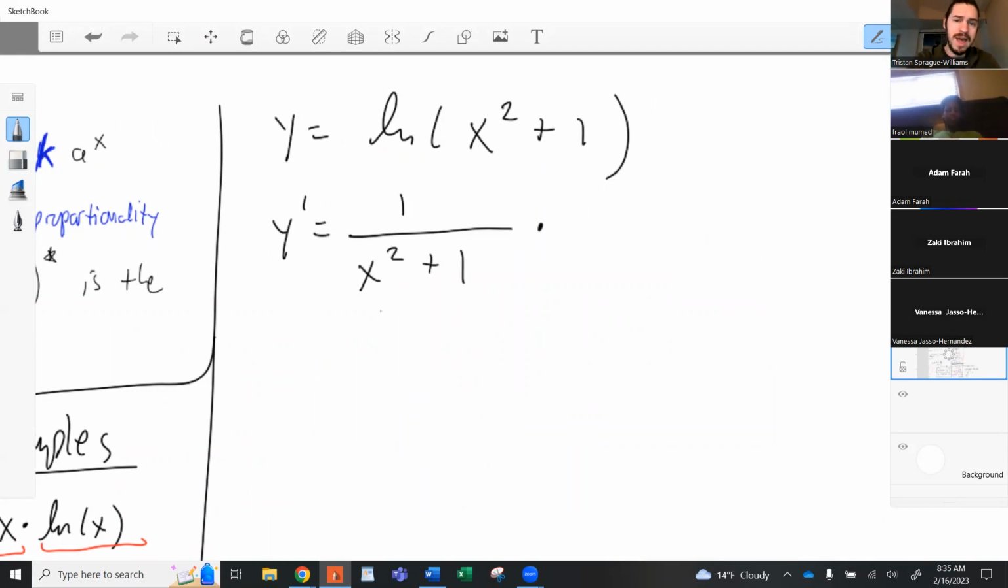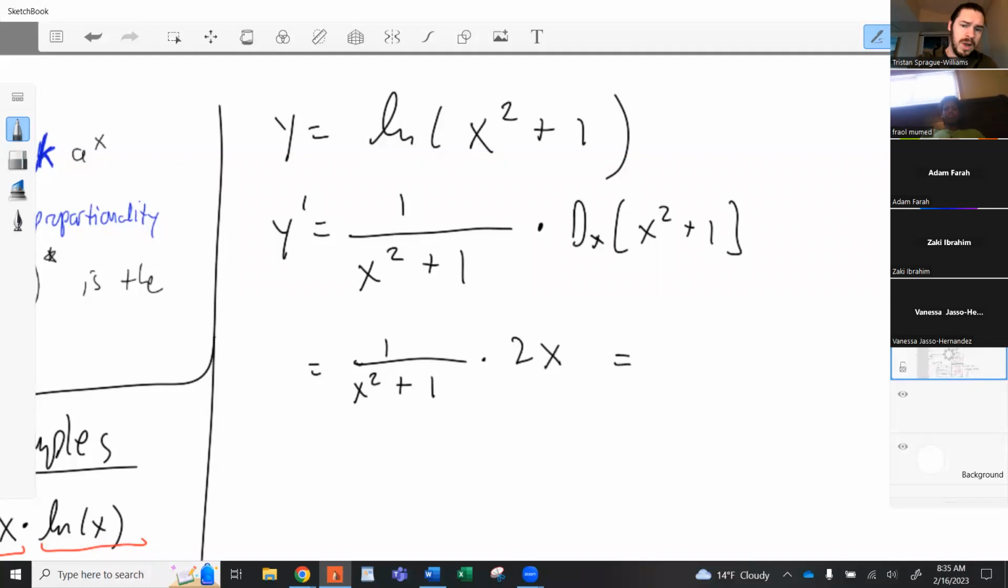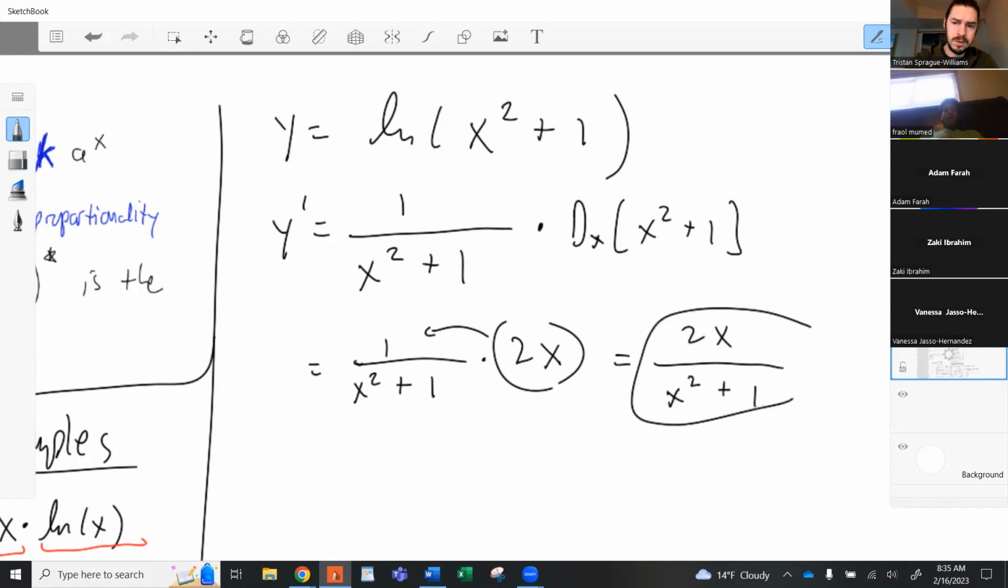And then we say all of that times the derivative of x squared plus 1, whatever that ends up being. So this ends up being 1 over x squared plus 1 times 2x. And then you can stick your 2x in the numerator, because it would be right up there times 1. So this is 2x divided by x squared plus 1.